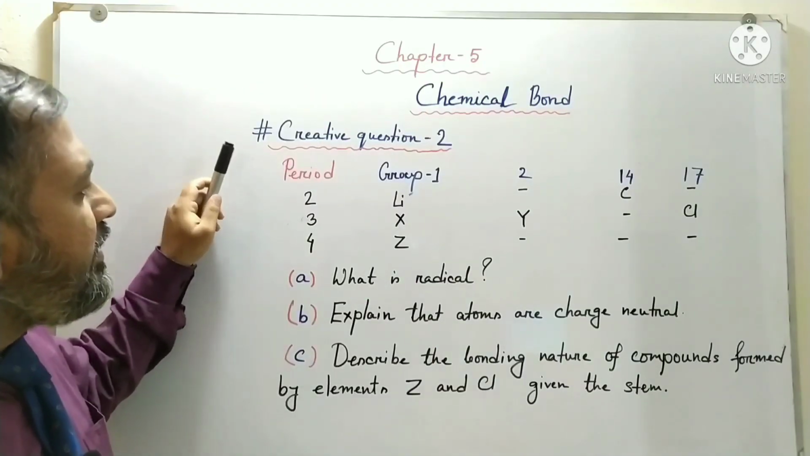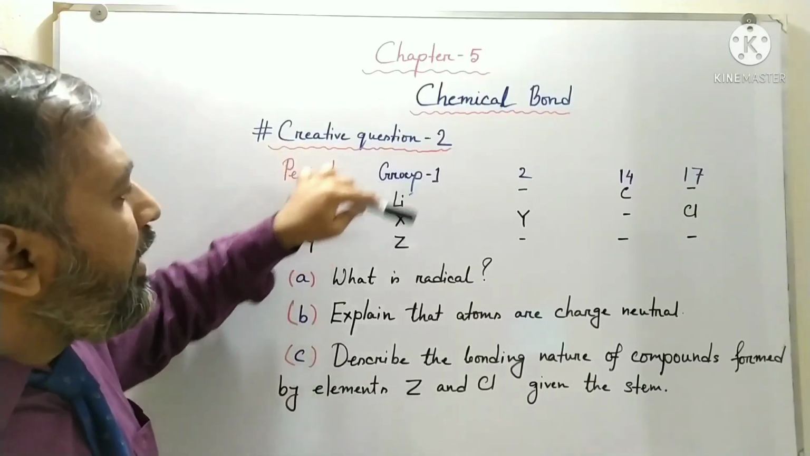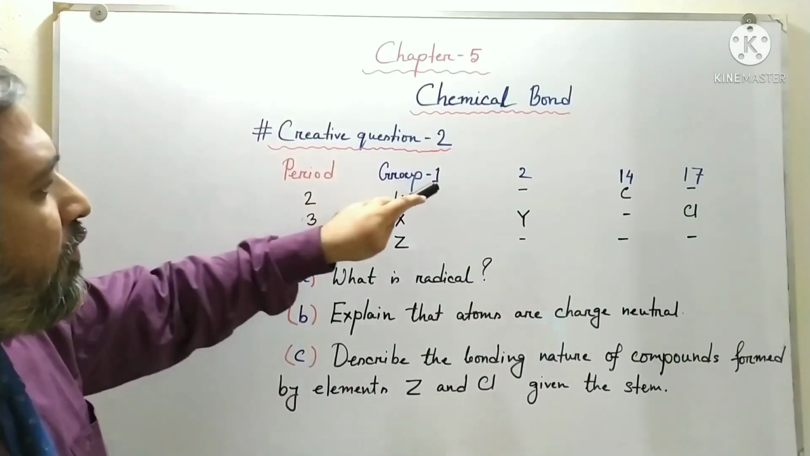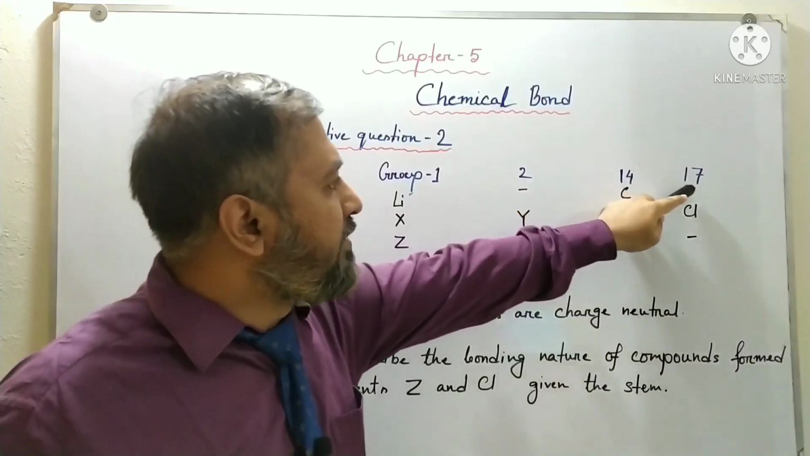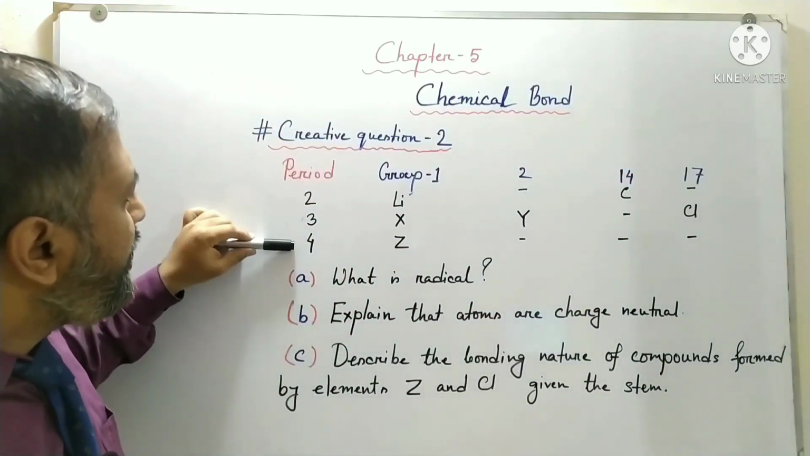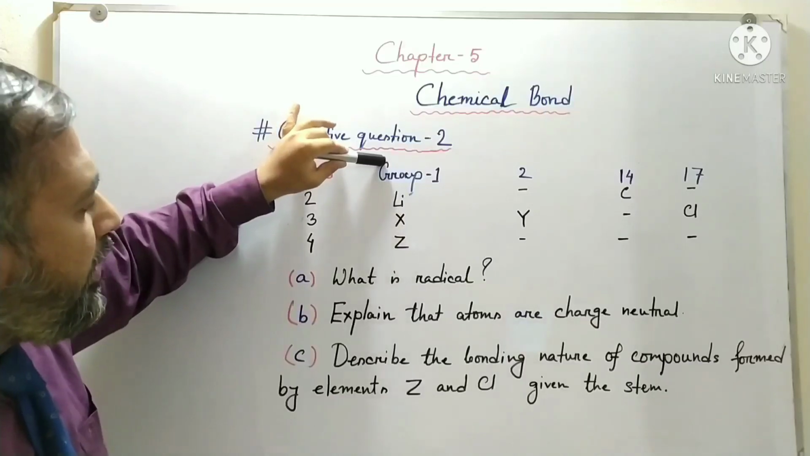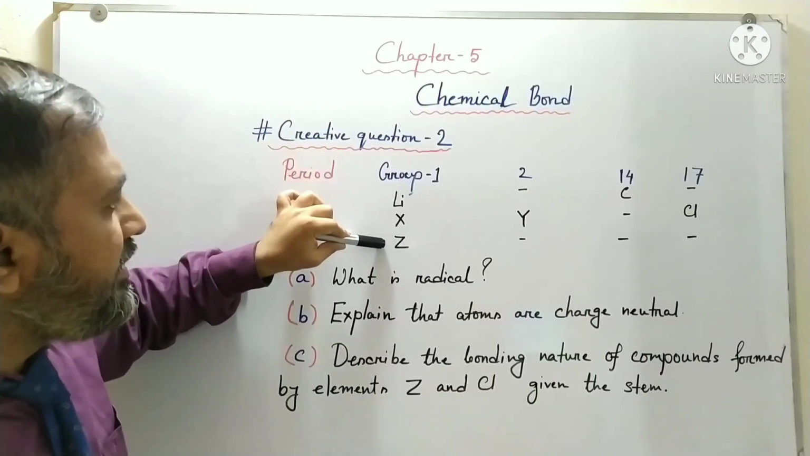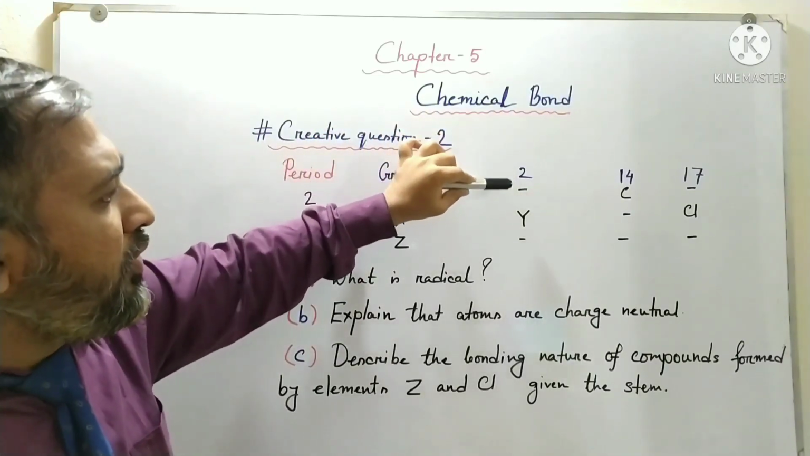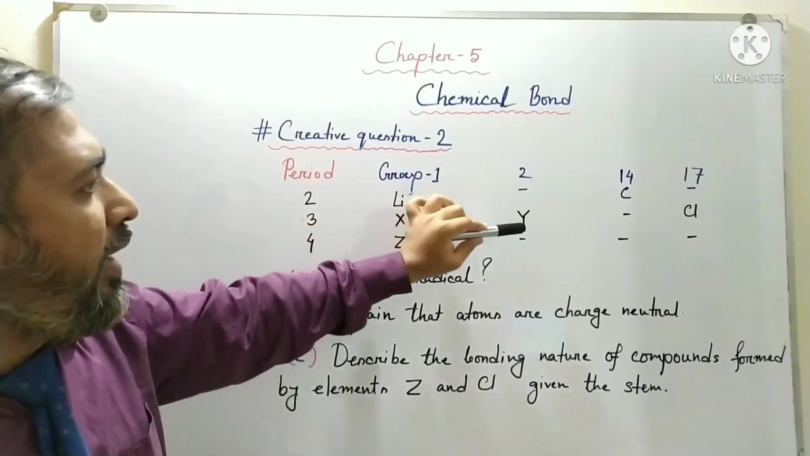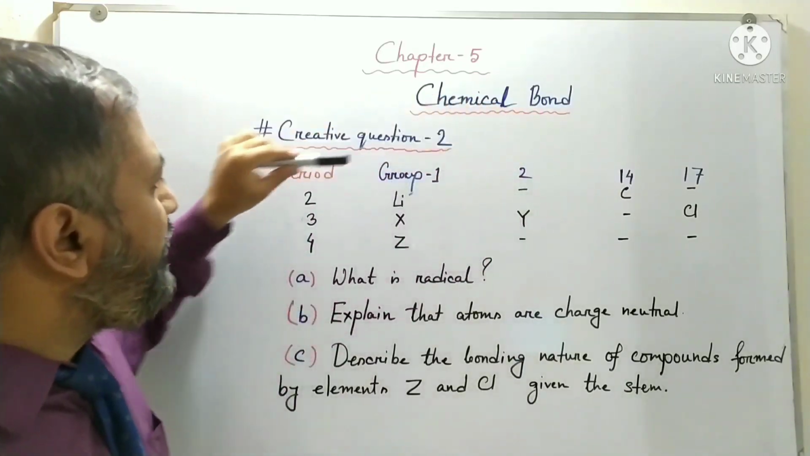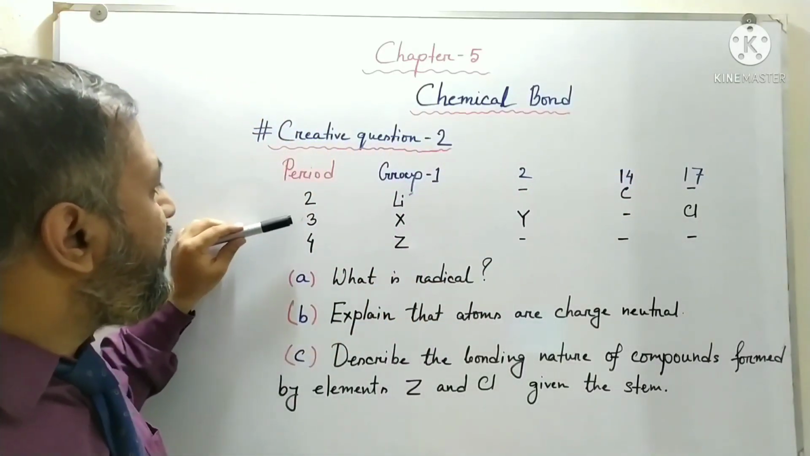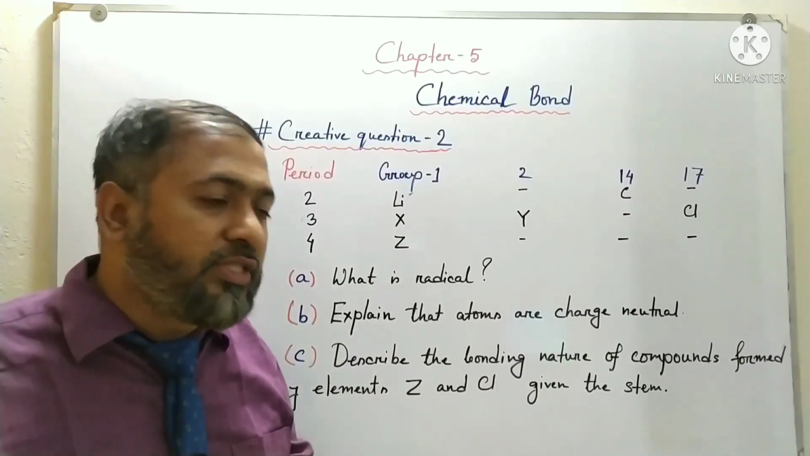Here you can see there are some vertical rows. The first one is period, the second one is group number: group 1, group 2, group 14 and group 17. Periods 2, 3 and 4 are provided. In group 1 the elements provided are X, a lithium, and then Z. In group 2 the element provided in the third period is Y. In group 14 the element is provided in the second period, and in the 17th group the element is provided in the third period. Now come to the questions.